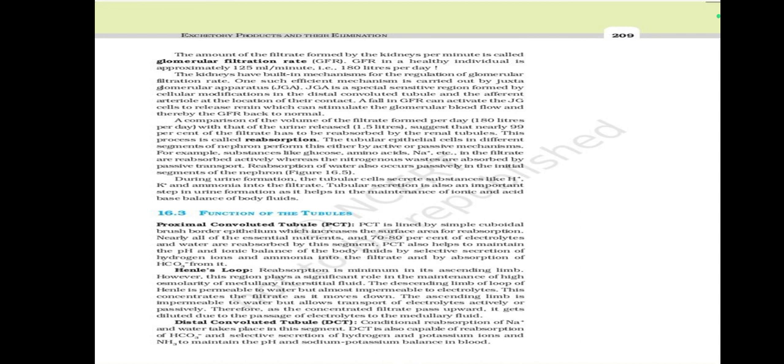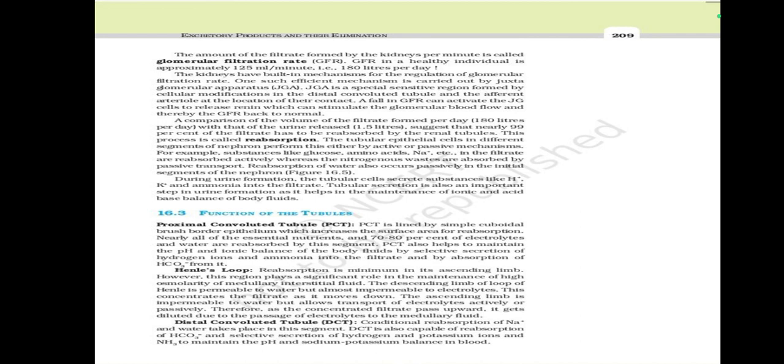The comparison of the volume of the filtrate formed per day, 180 liters per day, with that of the urine released, 1.5 liters, suggests that nearly 99% of the filtrate has to be reabsorbed by the renal tubules. This process is called reabsorption. The tubular epithelium cells in different segments of nephron perform this either by active or passive mechanisms. For example, substances like glucose, amino acids, sodium ions, etc. in the filtrate are reabsorbed actively, whereas the nitrogenous wastes are absorbed by passive transport. Reabsorption of water also occurs passively in the initial segments of the nephron, figure 16.5.